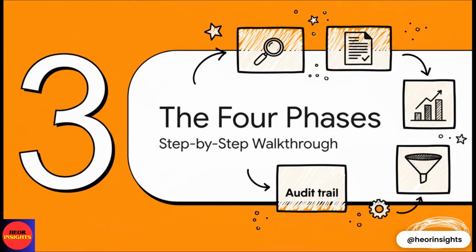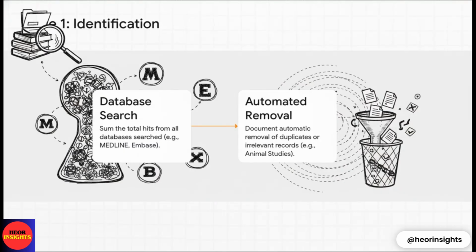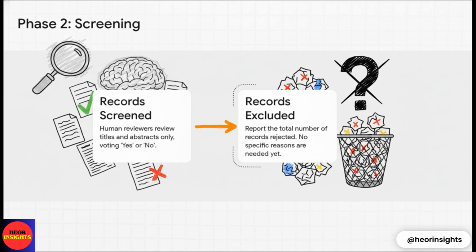So, to actually build this diagram, the research team works through 4 very distinct phases. Let's go through each step one by one. First up is Phase 1, identification. This step is all about documenting the total number of articles you found before any human screening starts. You're capturing the raw numbers from every database you searched, and you're also noting how many duplicates were removed automatically by software.